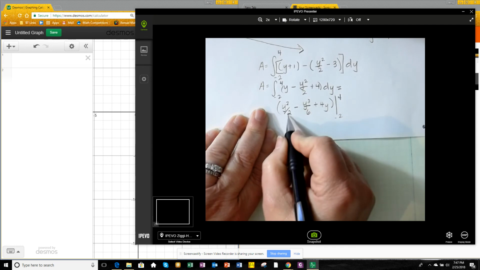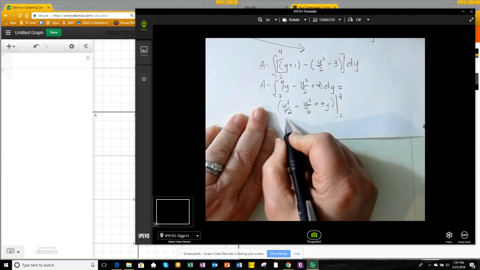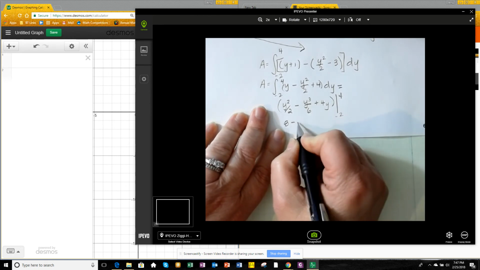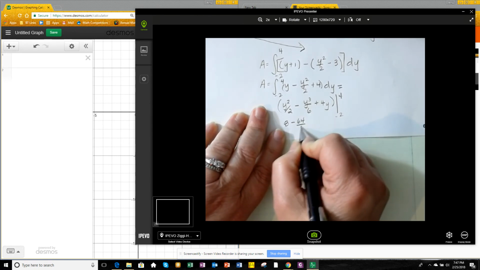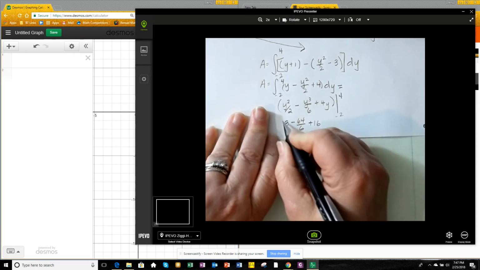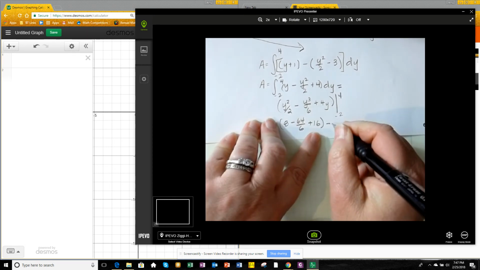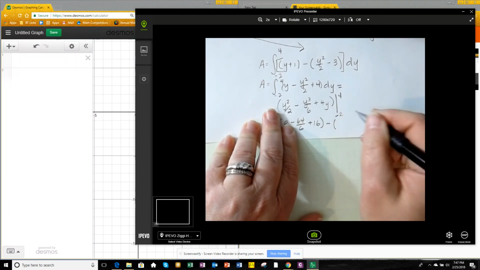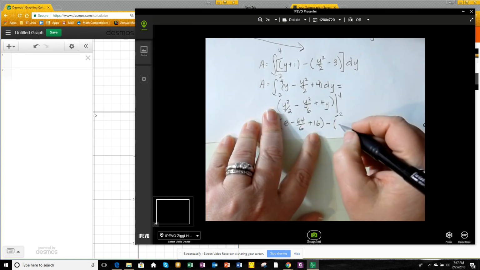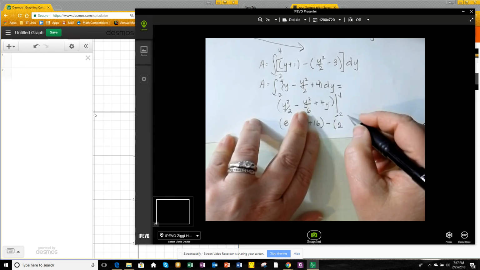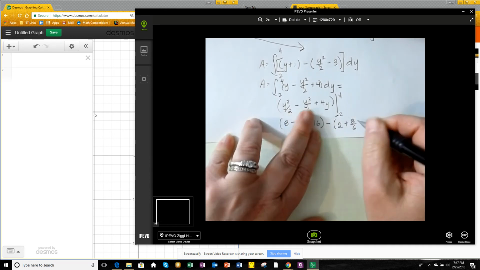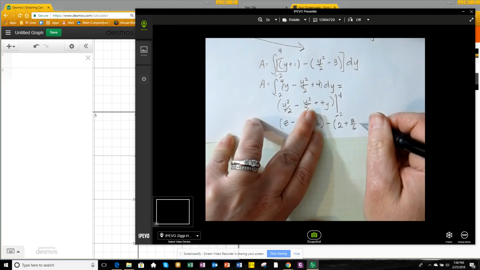So what happens when we plug those numbers in? We're going to get 4 squared over 2, which is 8, minus, oh goodness, 4 cubed is 64. That'll be 64 over 6 plus 16 minus, let's plug in -2. We're going to get 2 and then a negative 8, so it'll be a plus 8 over 6, and a negative 8.